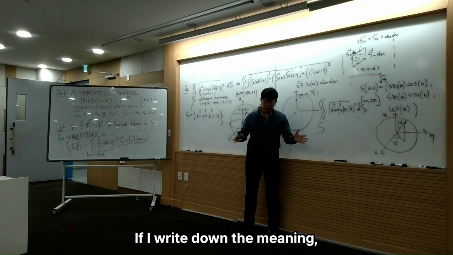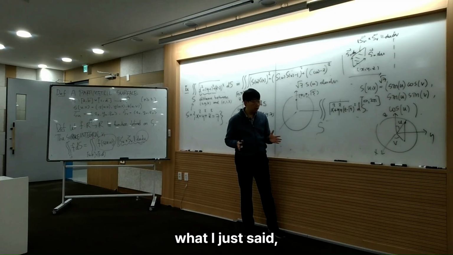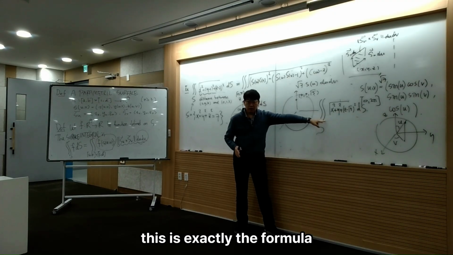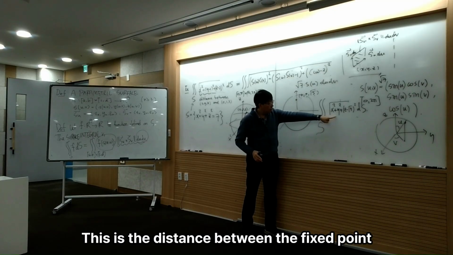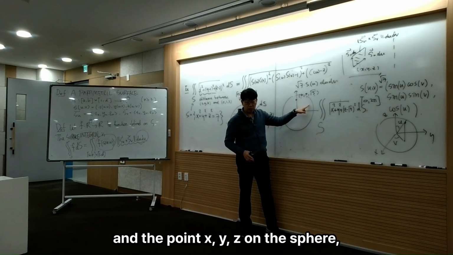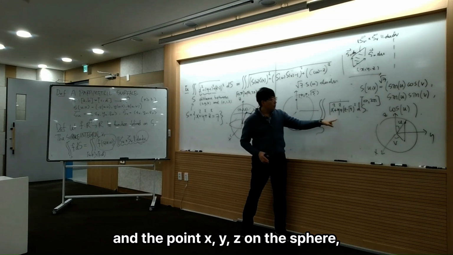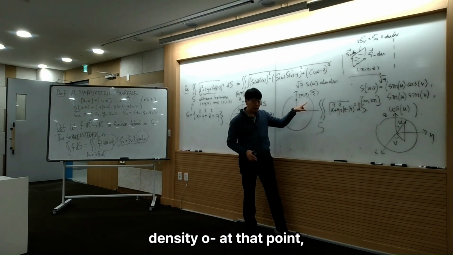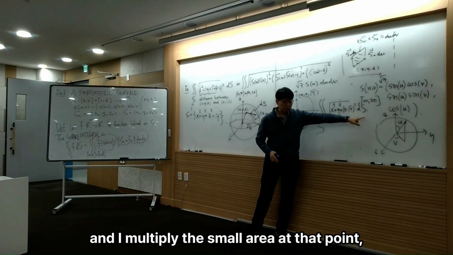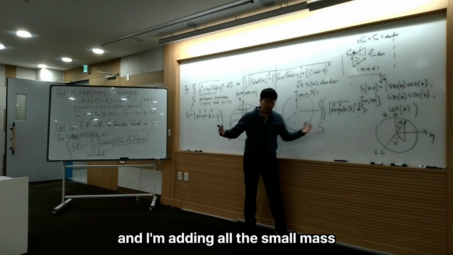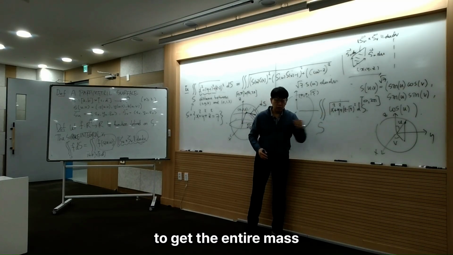If I write down the meaning of what I just said in the form of a surface integral, this is exactly the formula. This is the distance between the fixed point and the point x, y, z on the sphere, and this is the density at that point. I multiply by the small area at that point, which is dS, to get the small mass, and I add all the small masses to get the entire mass.